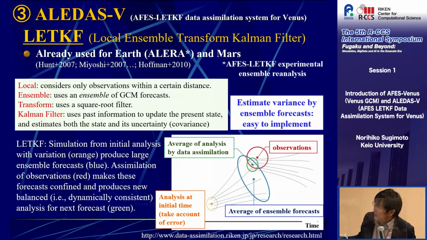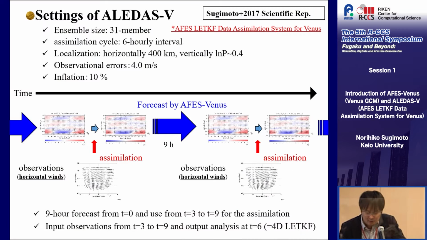Using this technique, starting from an initial state with some error, we can evaluate model errors by ensemble forecast. Then with observations that have some error, by LETKF we can estimate the most probable state with some error. This is the initial state for the next ensemble forecast. By repeating this process, we can produce an analysis dataset continuous in time and space. This is the setting of our data assimilation system. We use 31 ensemble members, and these are the parameters of our system.